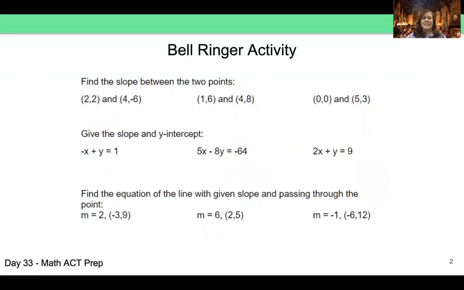So take about 5 to 10 minutes, pause your video, and when you're done working on the bell ringer, unpause, and we will check your answers.